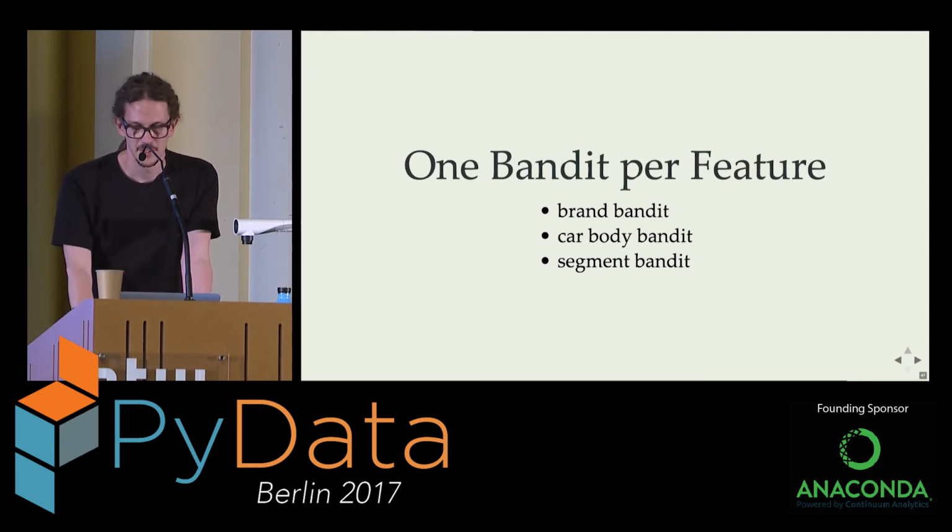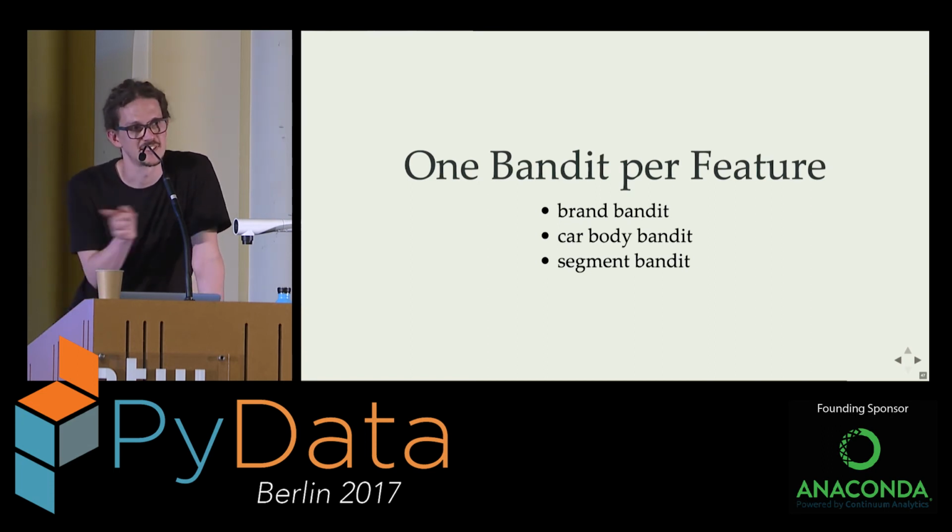And then each bandit here basically creates a ranking for a given feature. It tells me that I like BMWs and that I like mini cars and, I don't know, coupes or something like that, right? And this doesn't quite give us the next car that we're going to show, right? But we have a ranking of features that are of interest.